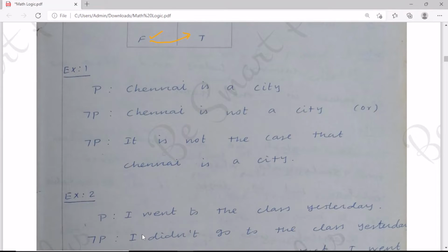Let me give you an example for your understanding. Suppose P is the statement Chennai is a city. I am going to write the negation of P in either of two ways. Either I can say the negation of P is Chennai is not a city, or the negation of P is it is not the case that Chennai is a city. Both are the negation of P.